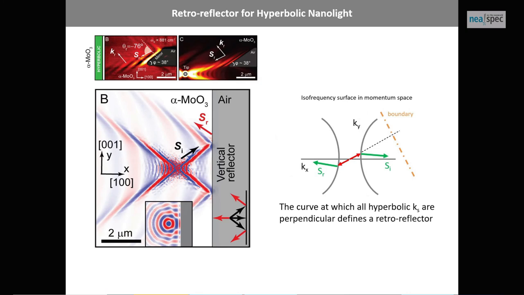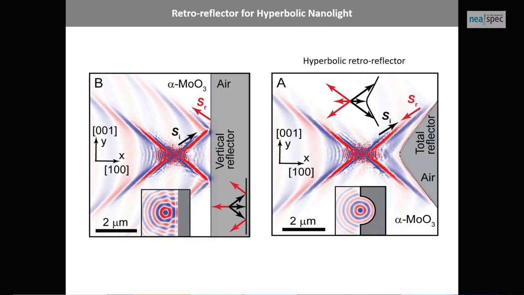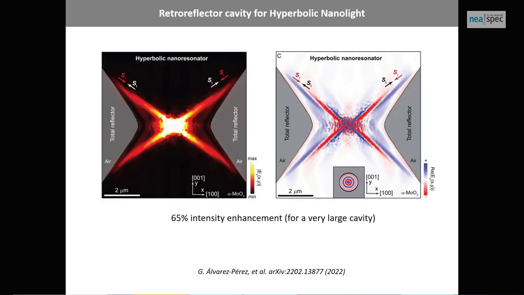And then by understanding reflection in this media, you can make a retroreflector where all the waves in the hyperbolic medium can come back to the source. We derive this equation for a retroreflector. It's kind of a hyperbolic shape. It's quite exotic, I think. And I finish, Alexei, don't worry too much. And we can make these kinds of nanoresonators where we have two retroreflectors with a cavity in the middle. And this is the cavity for making an antenna in a hyperbolic medium.